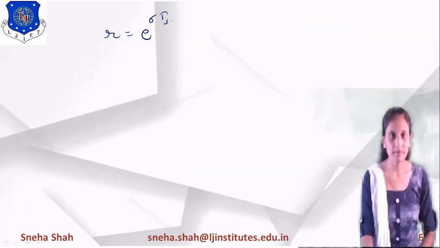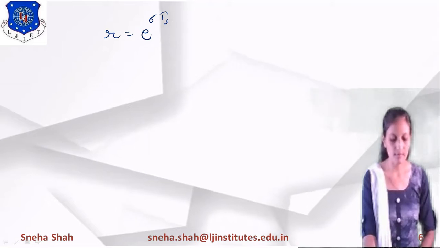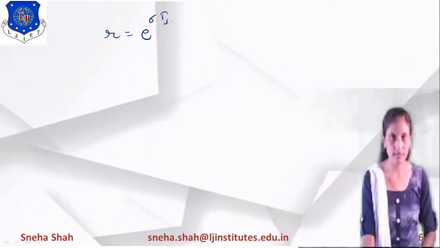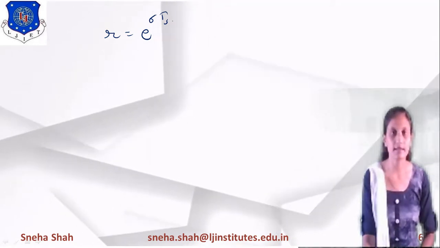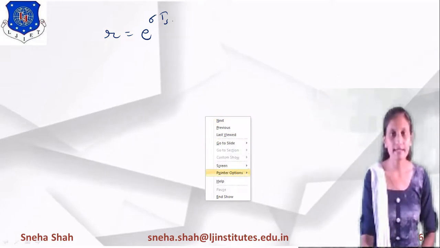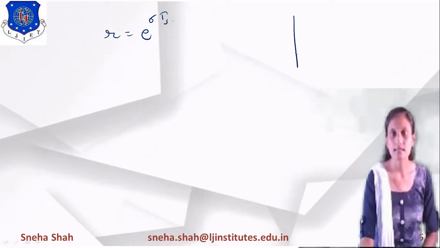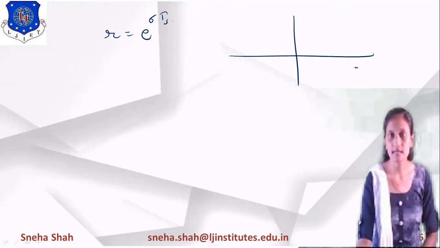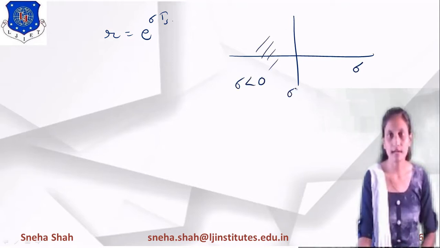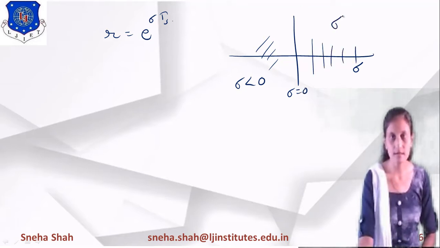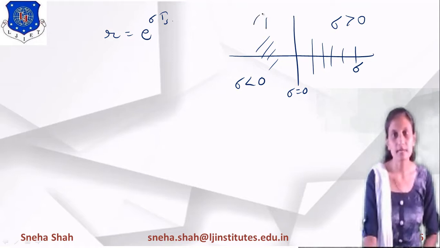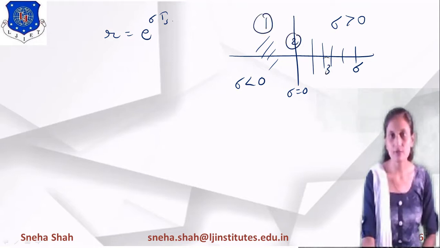So if I am writing r equals e raised to sigma Ts, from this we are taking different values of sigma to derive the different values of r. For that I am taking three different cases. We can take sigma less than 0, or sigma equals 0, or sigma greater than 0, right? So I am taking three different cases for these three terms.